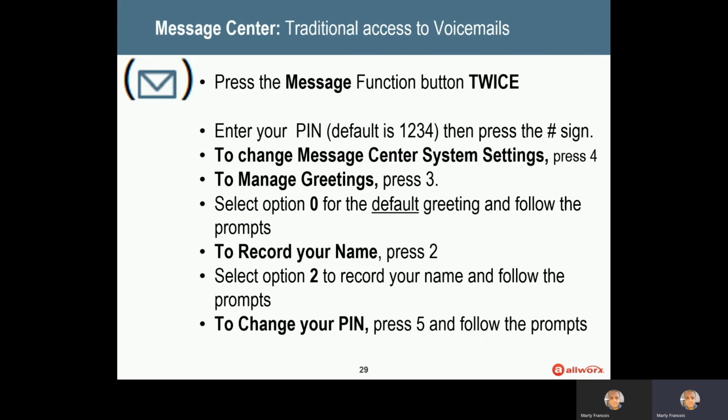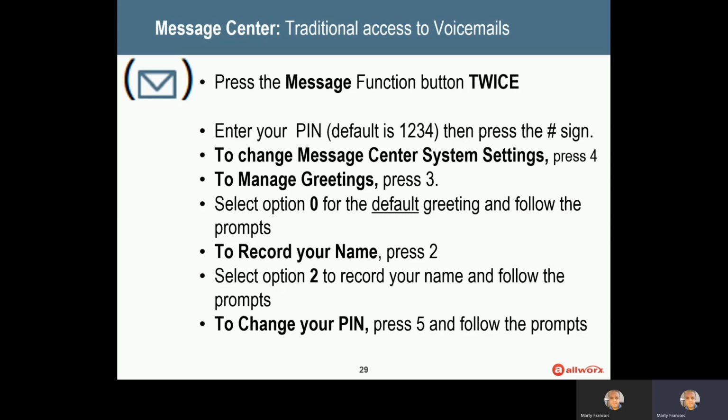Again, I affectionately call this Mrs. Allworx. If you press the message function button twice, you're going to hear a voice that asks you for your PIN or for your password. Again, that default is 1234. And then it's going to tell you to press the pound sign, so that's telling the system that you're done entering the PIN. So you put in your PIN, followed by the pound sign.